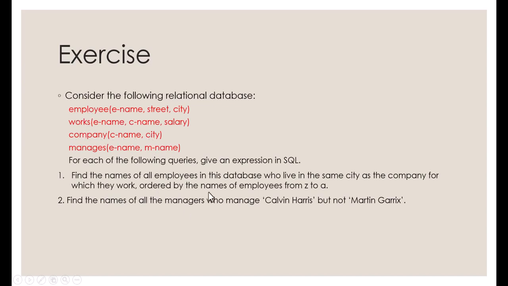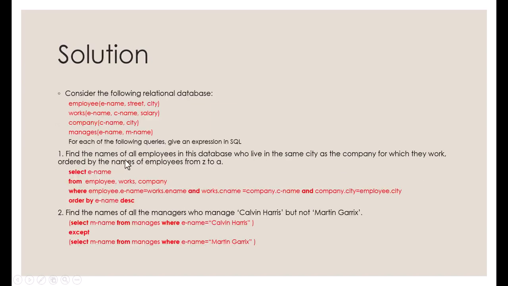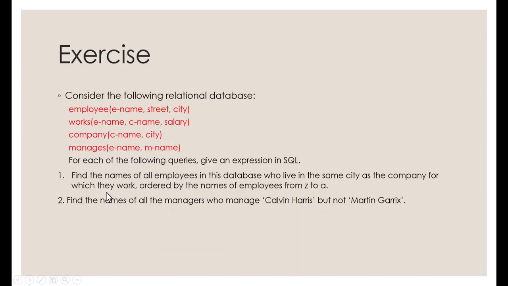Okay, we want to order by name of the employee. Okay. And we also care about which company they work for. So we will need this information from the works table. This particular employee works for this company. Okay, so we are doing a Cartesian product between employee, works, and company. We're selecting e-name. So these are Cartesian product. It's going to return every single combination, and that's not really useful unless we specify a condition.